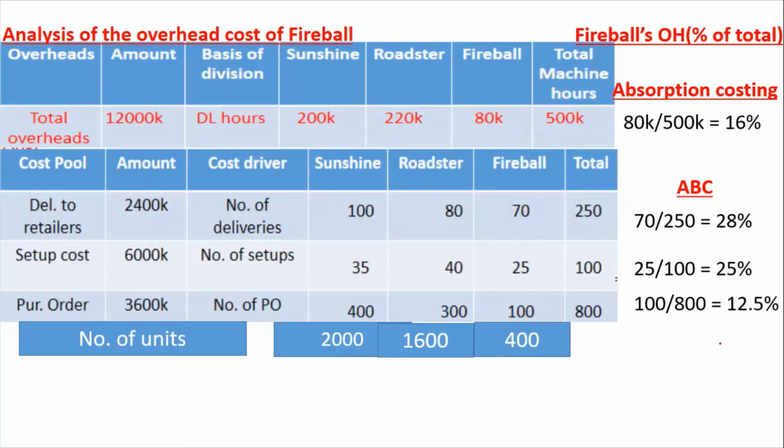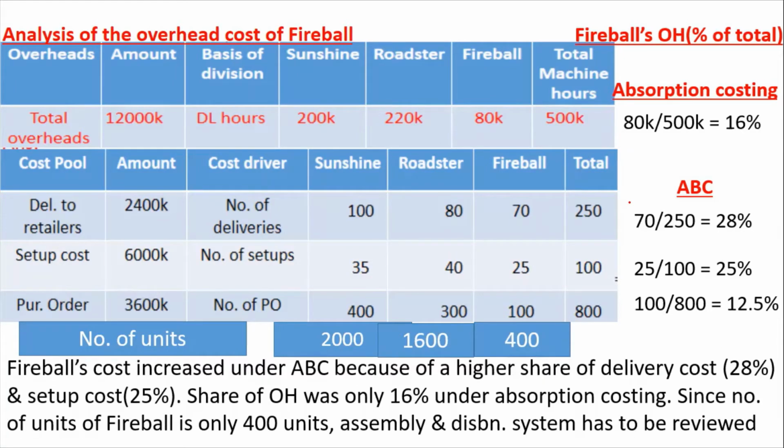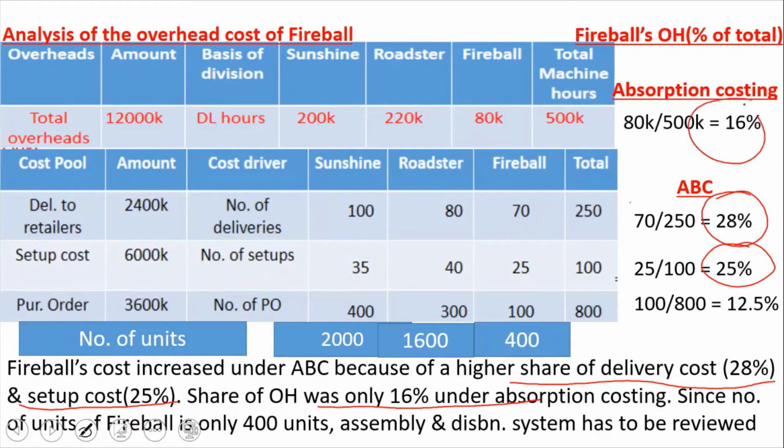So just try to increase the number of units that you produce in one go. Your expenses will drastically reduce. This information has been brought to light through ABC. So we will note down our final analysis. Fireball's cost increased under ABC because of a higher share of delivery cost, 28%, and setup cost, 25%. The share of overheads was only 16% under absorption costing, since the number of units of Fireball is only 400 units.